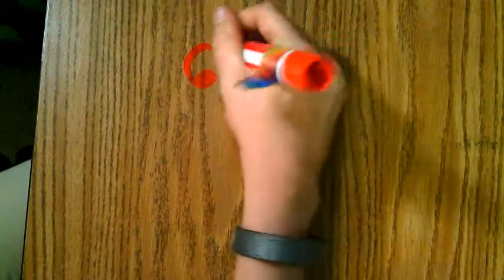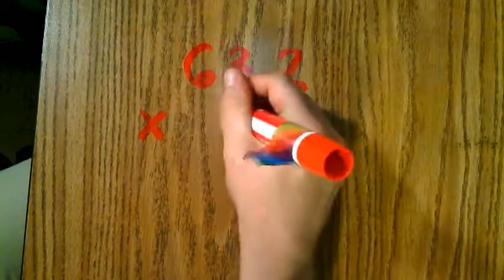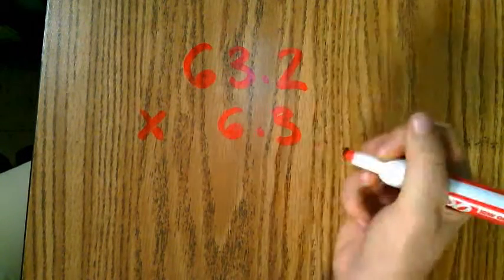Alright. So remember, when we're multiplying decimals, it's very similar to multiplying whole numbers. So let's look at problem number 12 on your homework. So let's do 63 and 2/10 times 6 and 3/10.